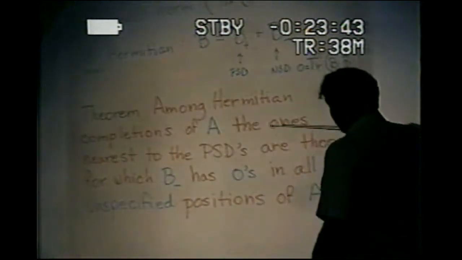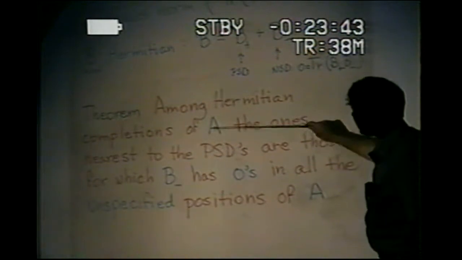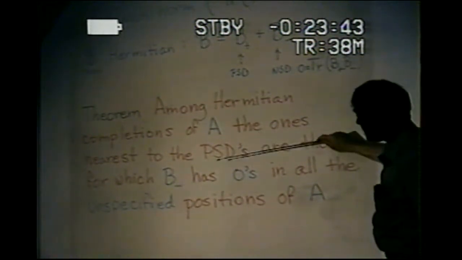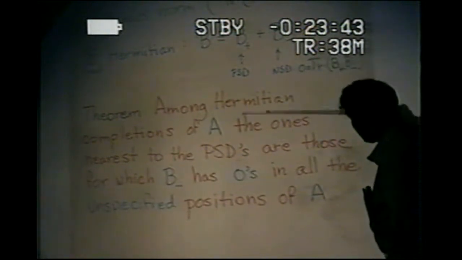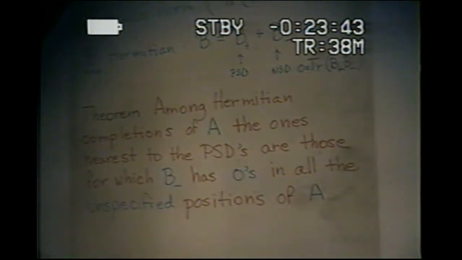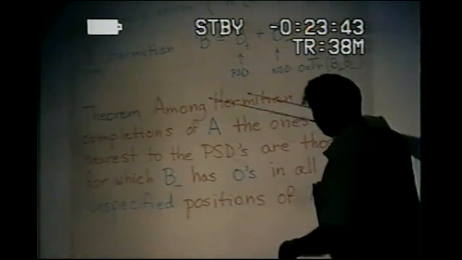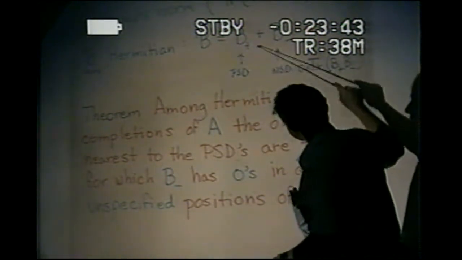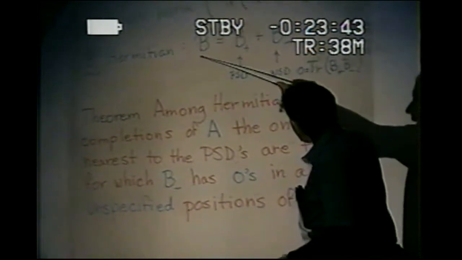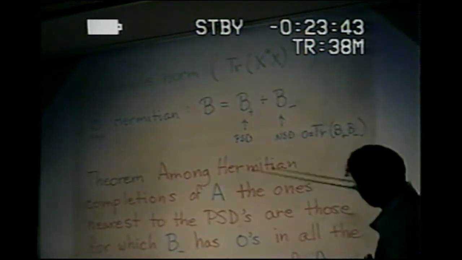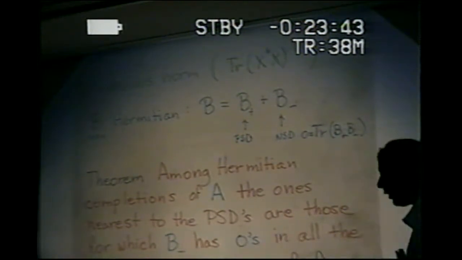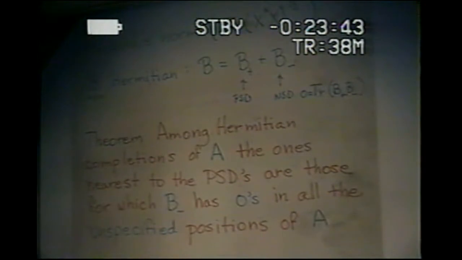And now, the claim is the following. Among all the Hermitian completions of the partial matrix A, the ones that are nearest to the positive semi-definites are exactly the ones for which B minus has zeros in all the unspecified positions of A. Okay? So imagine that I look at this decomposition of each completion, and the completions that are nearest to the positive semi-definites are exactly the ones for which the negative semi-definite part has zeros in the unspecified positions of A. Okay? Now, that's a nice enough theorem, but in fact, it suggests an algorithm. And here's that algorithm.